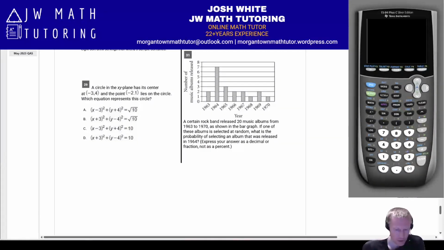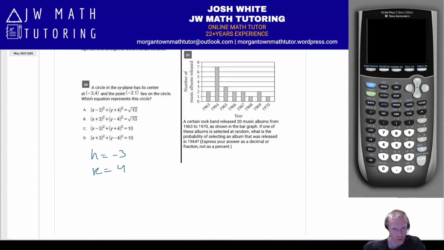Now, for question number 29, we have a circle. We're told its center. We're told a point lies in the circle. What's the equation of the circle? First of all, notice the center is negative 3, 4. That means h is equal to negative 3 and k is equal to 4. So the general format is going to be x minus negative 3 squared plus y minus 4 squared equals something. So it's going to be x plus 3 squared plus y minus 4 squared. Right off the bat, get rid of A, get rid of C. Okay, so now we're down to these two answer choices.